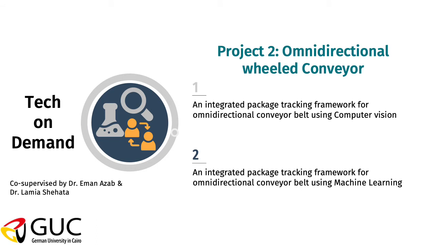So this add-on that we want to do for the conveyor is to add an integrated package tracking framework for the omnidirectional conveyor belt using two techniques which are either computer vision or machine learning. So the idea is that on this omnidirectional wheeled conveyor, we have all the products that are moving, the cells and the wheels that you have seen in the picture.